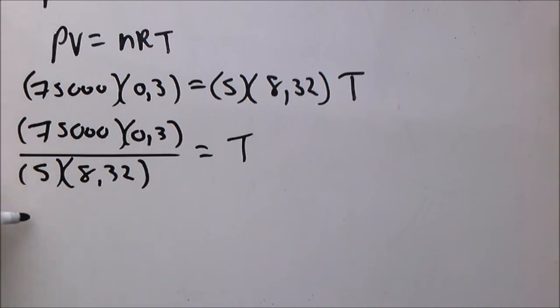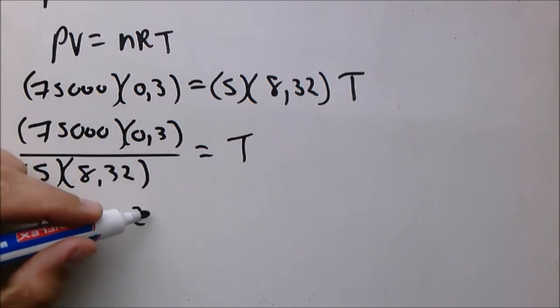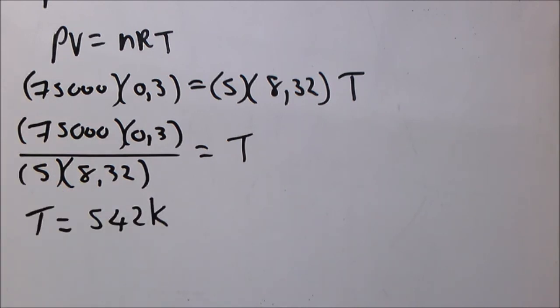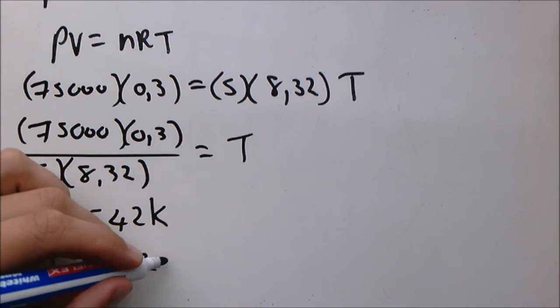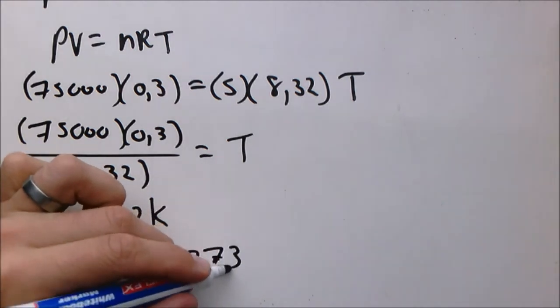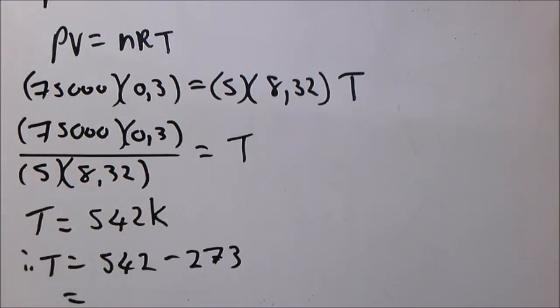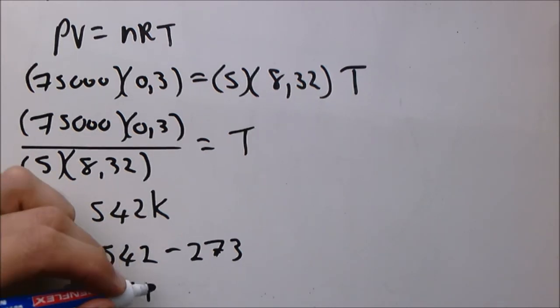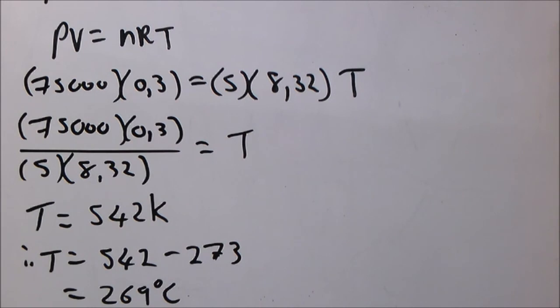So temperature is equal to 542 Kelvin. And remember, the question stated that we need to give our answer in degrees Celsius. So therefore we know it will be 542 minus 273, which will give us an answer of 269 degrees Celsius. And this is how you apply the ideal gas equation.